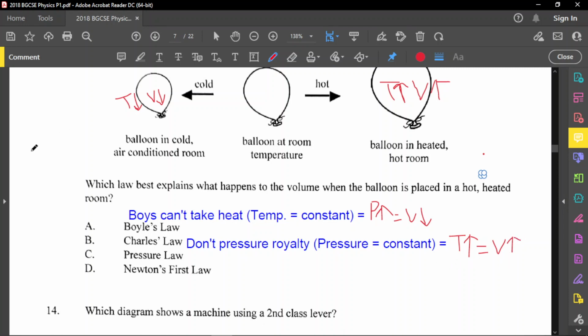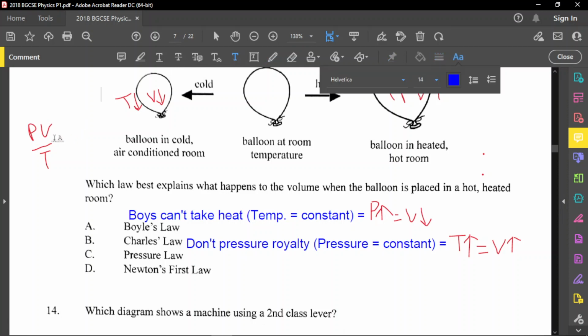And what I want you to remember when we talk about the gas laws is always the relationship of P and V and T. T is always the denominator. Temperature is always and forever will be the denominator in the formula. So you can say P1 V1 is equal to P2 V2, or P1 V1 over T1 is equal to P2 V2 over T2. Again, T is always the denominator.